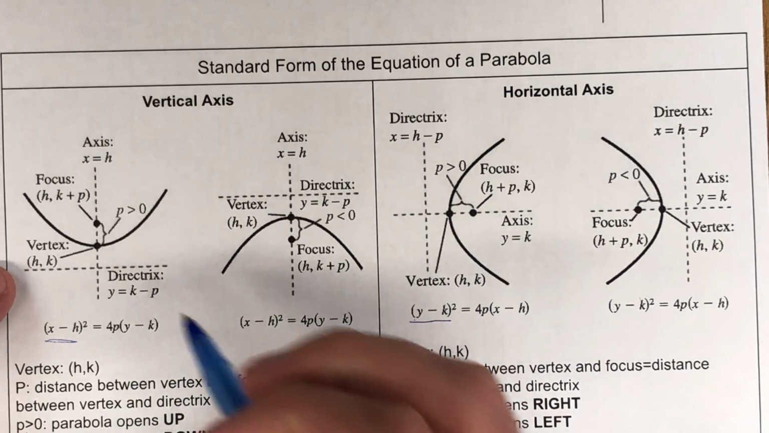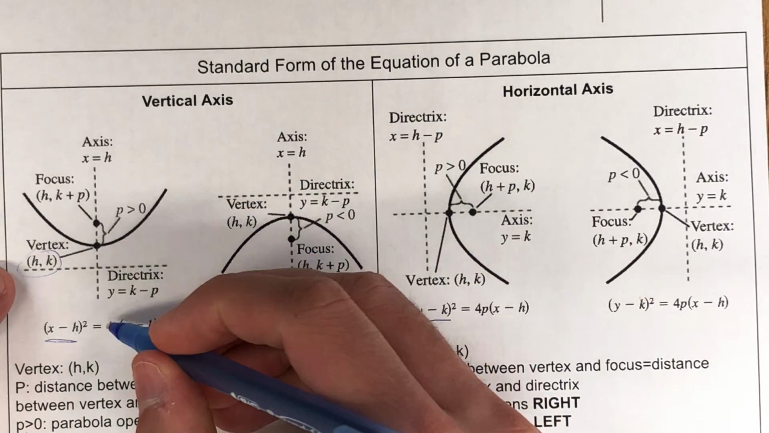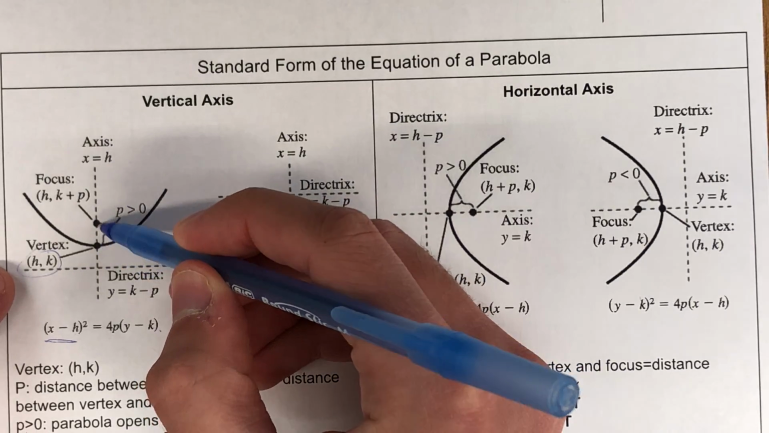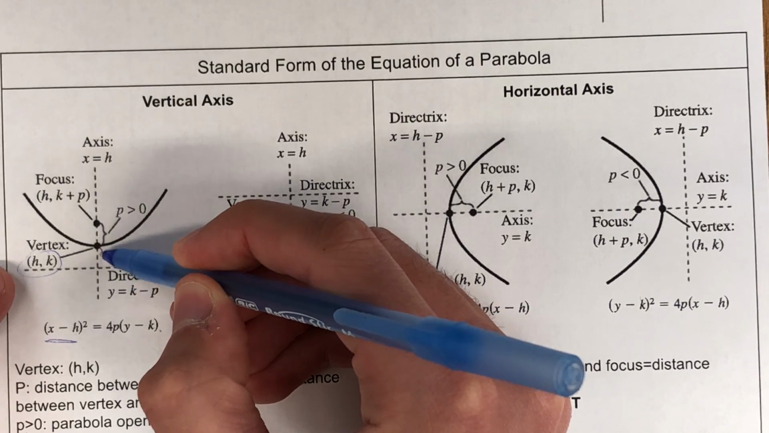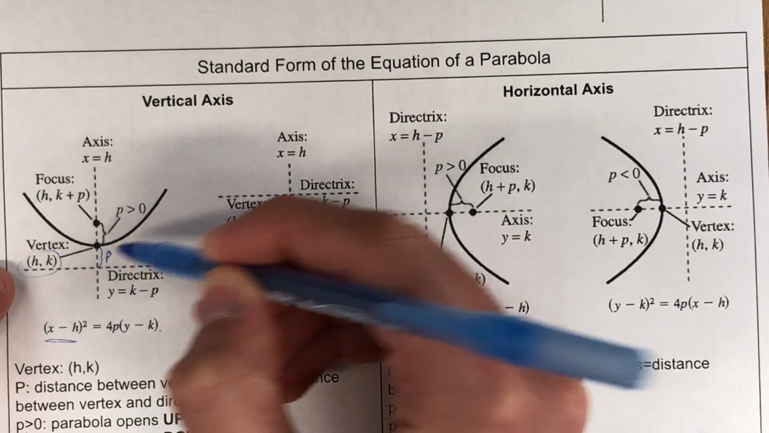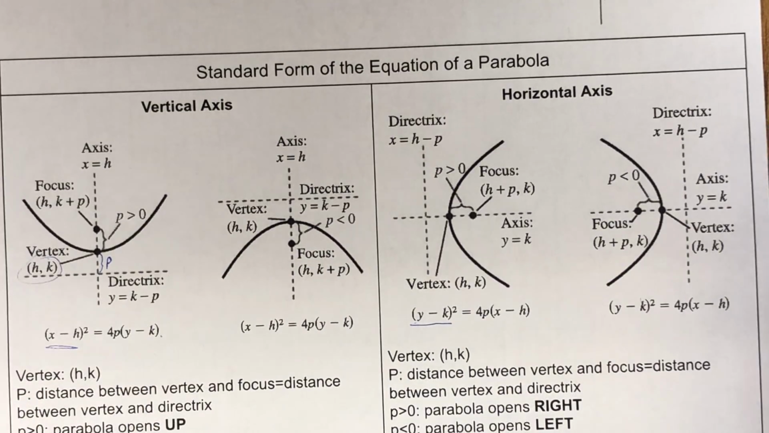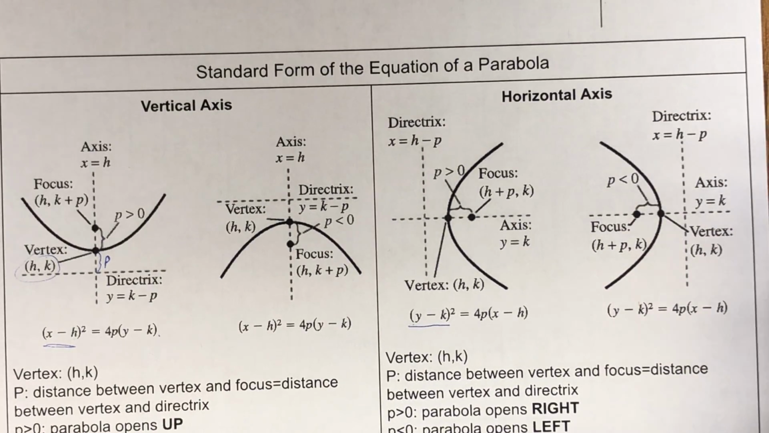So h, k represents our vertex. P represents the distance from the vertex to the focus. So p is that distance here. It's also the same as the distance to the directrix. It's important to remember that 4p there, that 4 is there as we're trying to graph or write equations. Okay, so we'll try and keep that in mind here, and we'll start graphing.